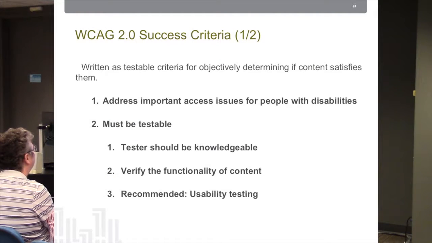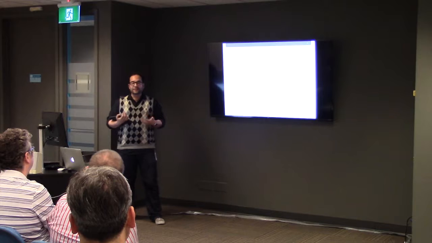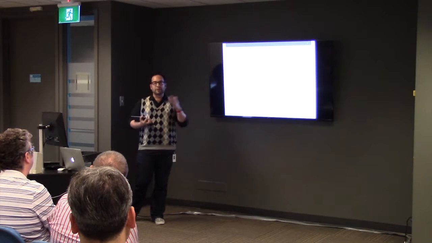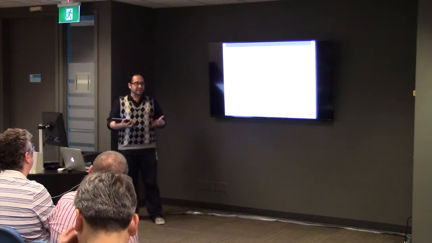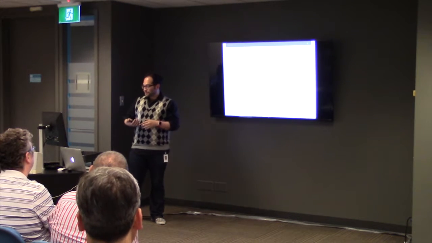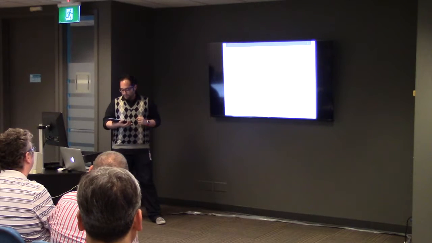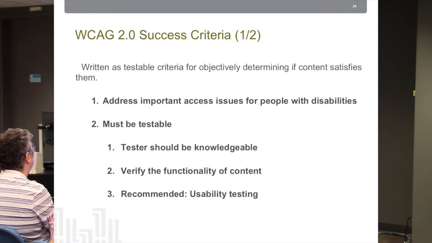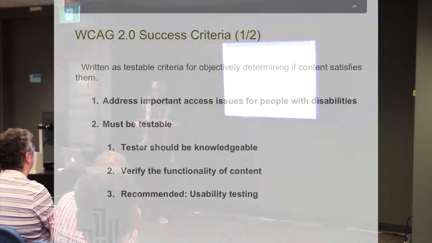So you want to make sure that your success criteria is objective and satisfies the requirements. And at the same time, you want to make sure that they address issues directly related to accessibility. We're not talking about general usability. If you're doing testing for accessibility, the test should really only deal with issues faced by people with disabilities. The success criteria means that things must be testable. You have to have some sort of fail or success that a human or a machine can determine.